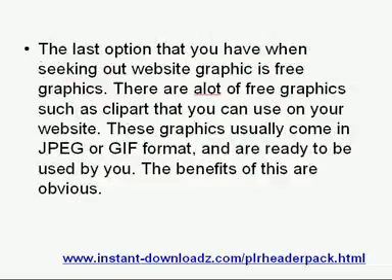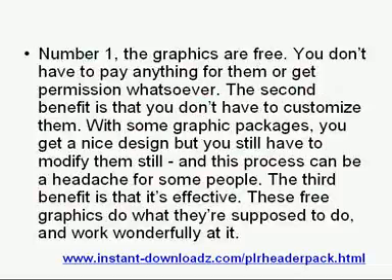The last option that you have when seeking out website graphics is free graphics. There are a lot of free graphics such as clipart that you can use on your website. These graphics usually come in JPEG or GIF format, and are ready to be used by you. The benefits of this are obvious. Number 1, the graphics are free. You do not have to pay anything for them or get permission whatsoever.